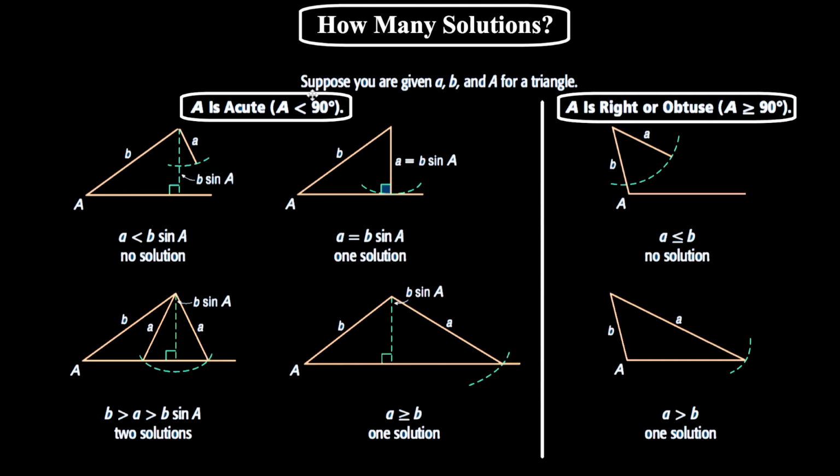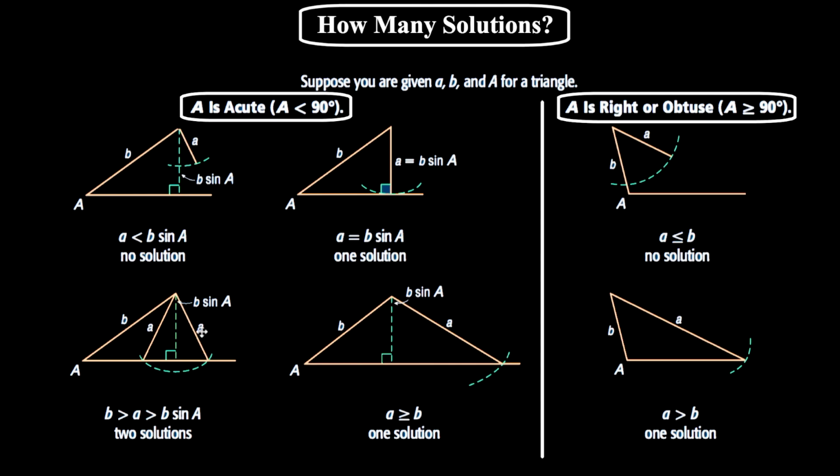If A is an acute angle, all of these have angle A as being less than 90. And then we have a couple of other things. If b sine of A turns out to be bigger than side a, remember b sine of A was actually this height, right? If that value is bigger than side a, you can't make a triangle. a has to be bigger, so there's no solution. If we have b sine of A equal to a, that's just fine. We have a right triangle when that happens, and we get one solution.